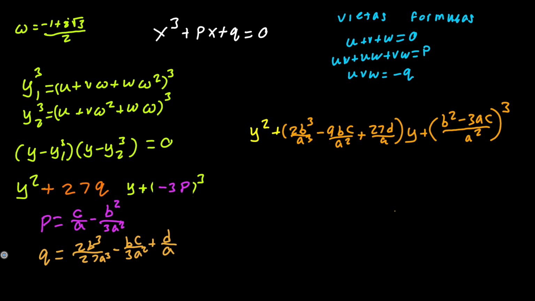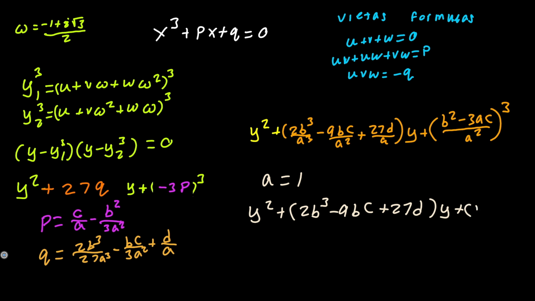And a familiar form you might have seen in my previous video is here when we have a equal to 1, which gives y squared plus 2b cubed minus 9bc plus 27d times y plus b squared minus 3c, cubed, equals 0.